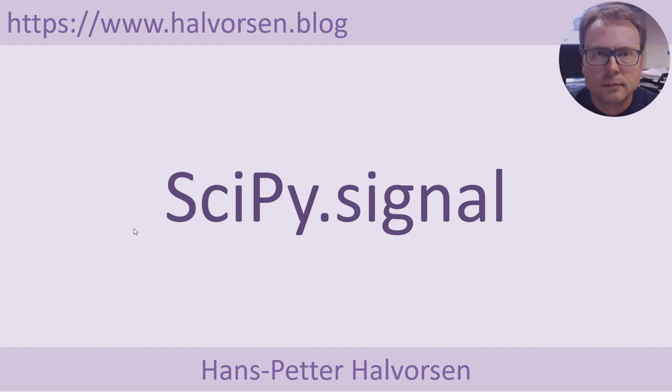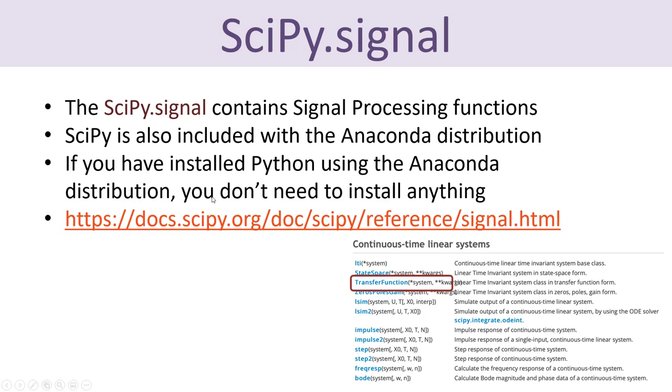Let's start with some basic Python examples using the scipy.signal module of the SciPy library. The scipy.signal module contains signal processing functions. It is also included with the Anaconda distribution, so if you have installed Python through Anaconda, you should already have this SciPy library installed. If you need to find more information about scipy.signal, just open this URL and you will find a detailed description of all the functions for this module.